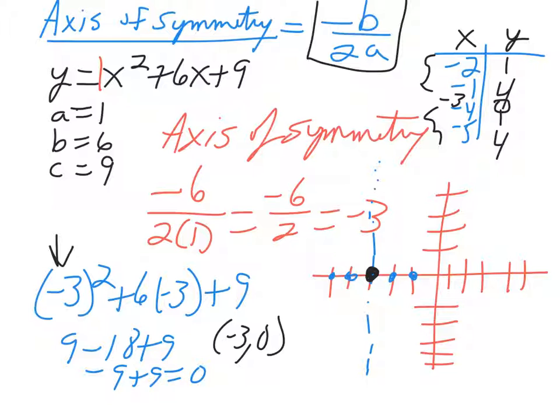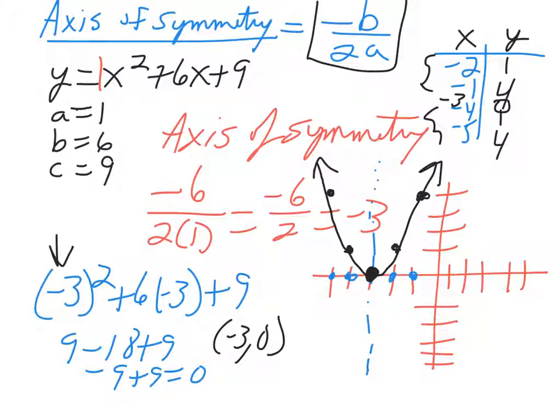So if I graph that, then I go to negative 2, 1, negative 1, 4, negative 3, 0, we already have, negative 4, 1, negative 5, 4, and then I can graph those points, connect those points, and there's my parabola. It's not the best looking parabola, but it's there. So you can see that axis of symmetry cut it in half.